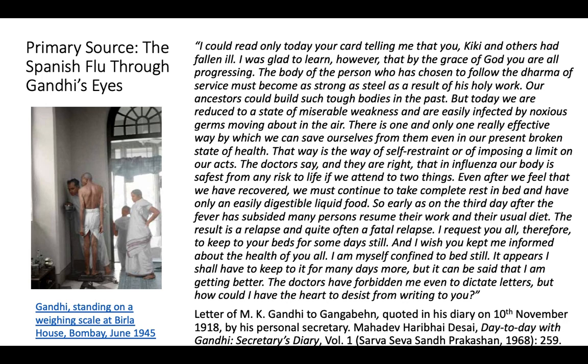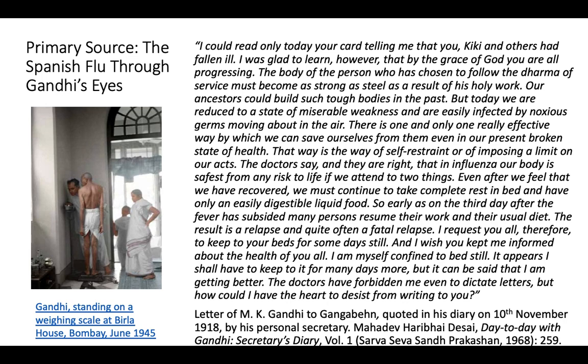Gandhi wrote, "I could read only today your card telling me that you, Kiki, and others had fallen ill. I was glad to learn, however, that by the grace of God you are all progressing. The body of the person who has chosen to follow the dharma of service must become as strong as steel as a result of his holy work. Our ancestors could build such tough bodies in the past. But today we are reduced to a state of miserable weakness and are easily infected by noxious germs moving about in the air. There is one and only one really effective way in which we can save ourselves from them even in our present broken state of health.